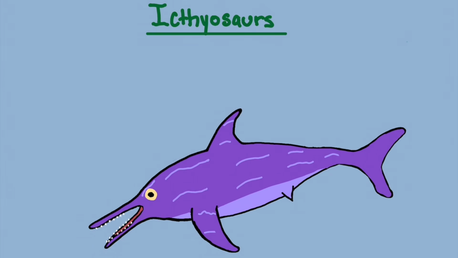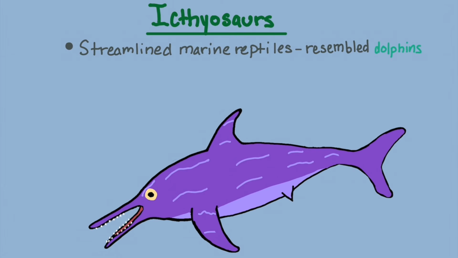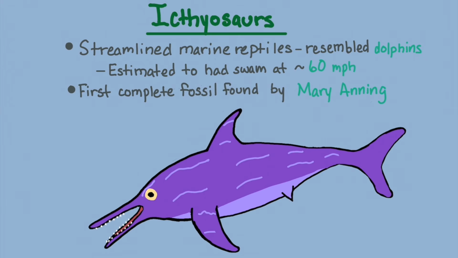Ichthyosaurs also evolved in the Triassic but diversified in the Jurassic. These animals were finned and streamlined marine reptiles. They resembled dolphins and were estimated to have swum around 60 miles per hour. The first complete ichthyosaur fossil was found by paleontologist Mary Anning.